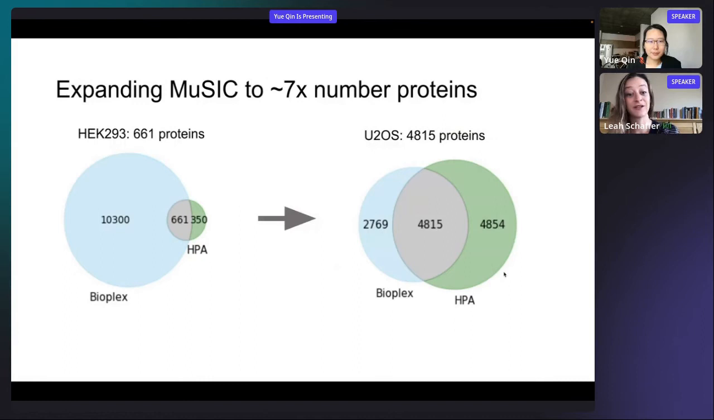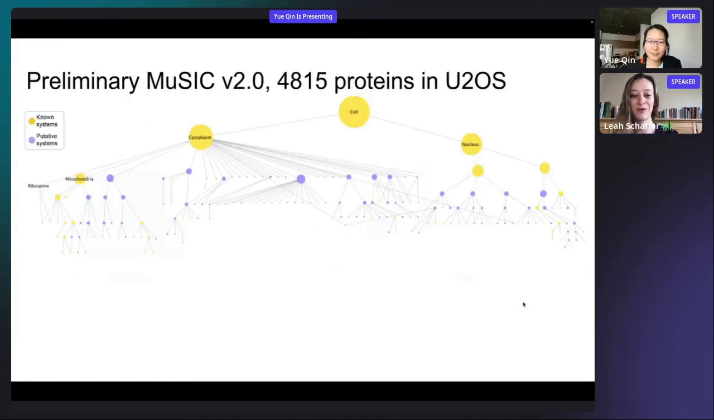Now looking forward, the BioPlex team has expanded to the U2OS cell line. Ed Huttlin kindly sent us a U2OS protein interaction network, and this is the cell line with a very large number of Human Protein Atlas images. So now we have around 5,000 proteins overlapping. We're expanding MuSIC to around 7 times the number of proteins in this more global expansion. Here's the very preliminary MuSIC version 2.0, consisting of close to 5,000 proteins in the U2OS cell line.